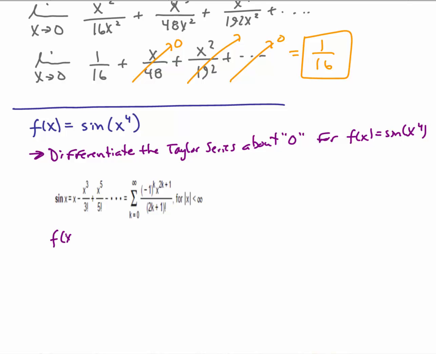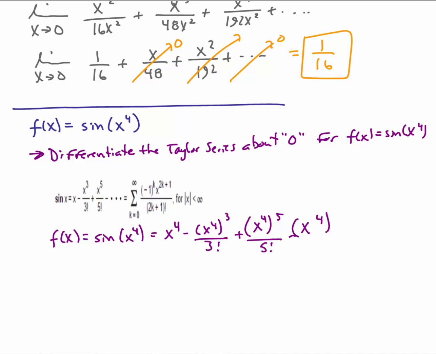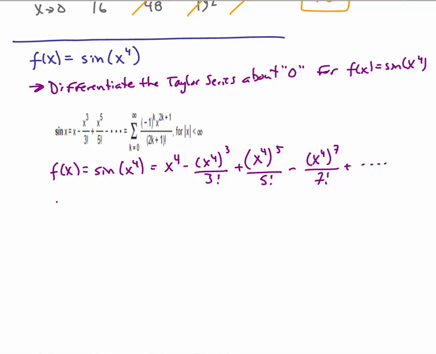So our f of x would be sine x to the fourth, which would be x to the fourth, that would go here, minus x to the fourth cubed over 3 factorial, plus x to the fourth to the fifth over 5 factorial, minus x to the fourth to the seventh over 7 factorial. And of course this continues on in the same pattern. Now what we'll want to do is simplify this and then differentiate.